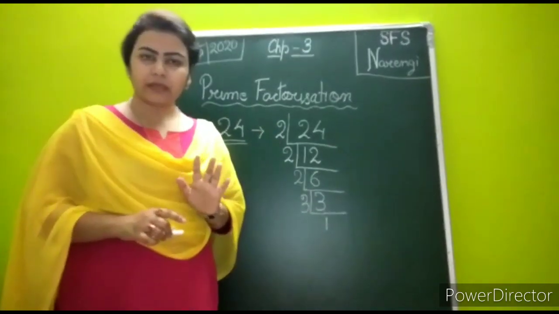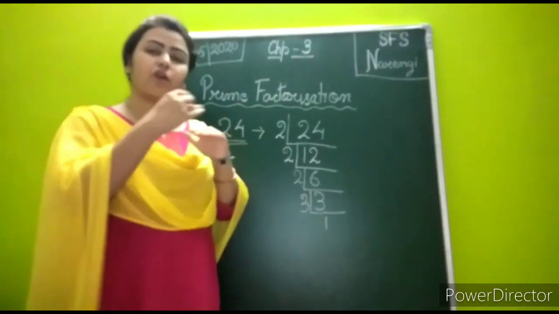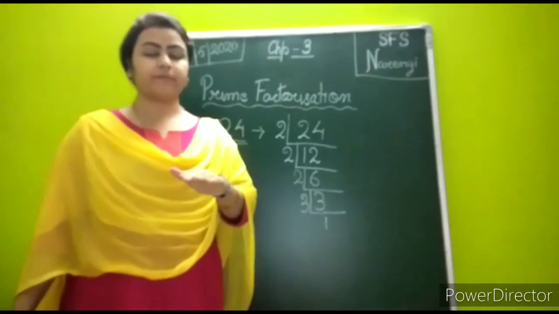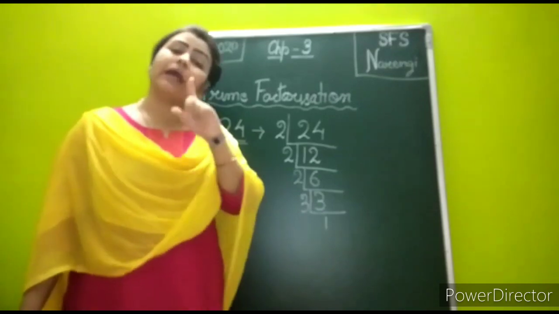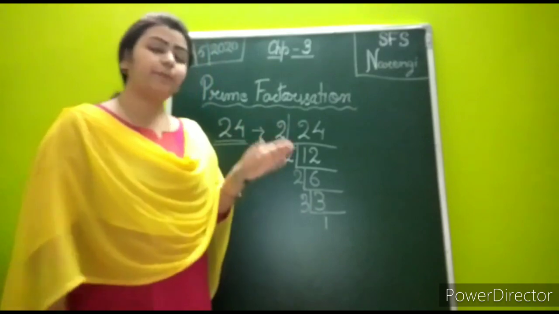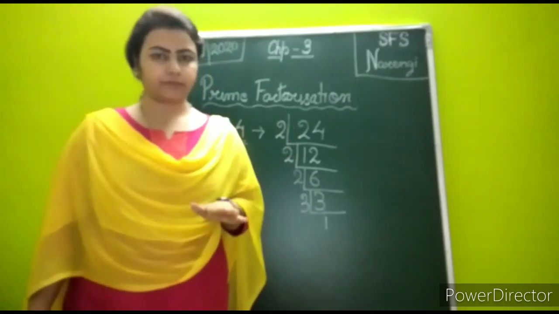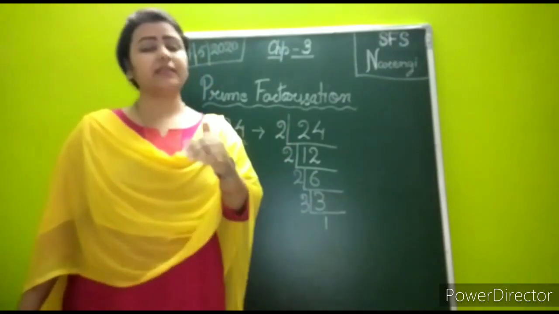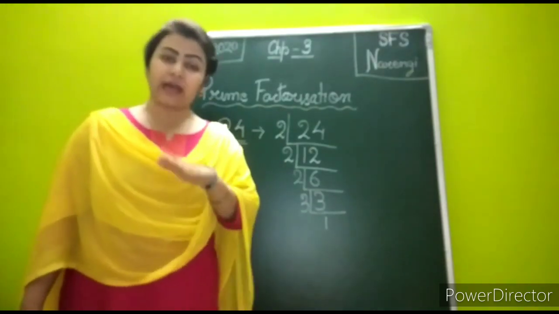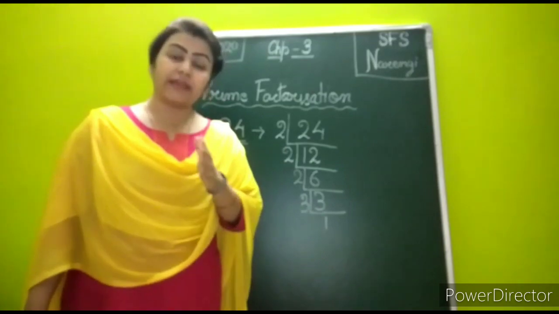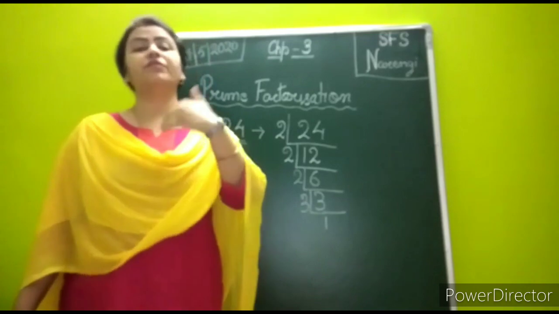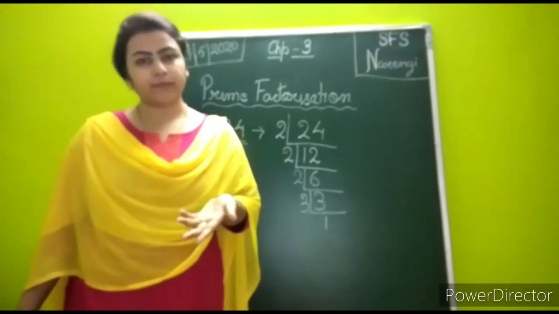Now, I hope I am clear. Continuous division is going on. Whatever quotient comes, we divide that by prime numbers only. Okay? By prime numbers only. And we complete the division by one prime number, and when we reach the point that we cannot divide the quotient by that prime number anymore, only then do we move to the next prime number.